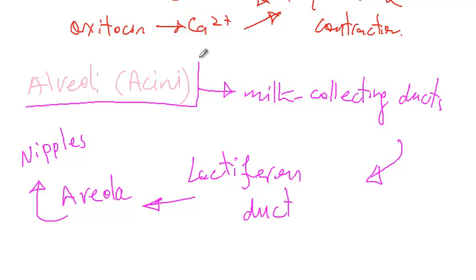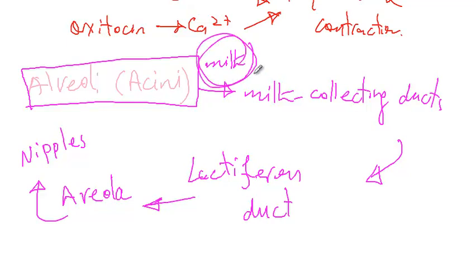And so these alveoli or acini, they contain a single layer of epithelial cell, the job of which is to produce milk. And so therefore, milk will go through this path via the milk collecting ducts and lactiferous ducts until they reach the nipple and they could be fed to the baby. And then these structures also have myoepithelial cells that would help with the contraction in order to help with the flow of the milk.